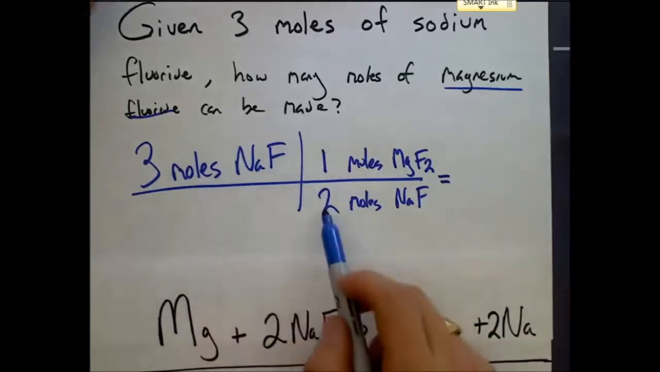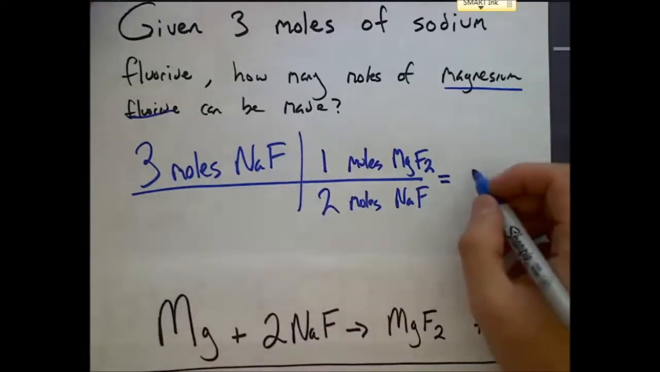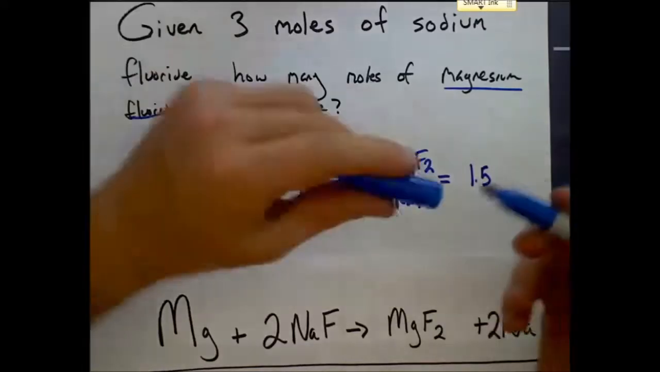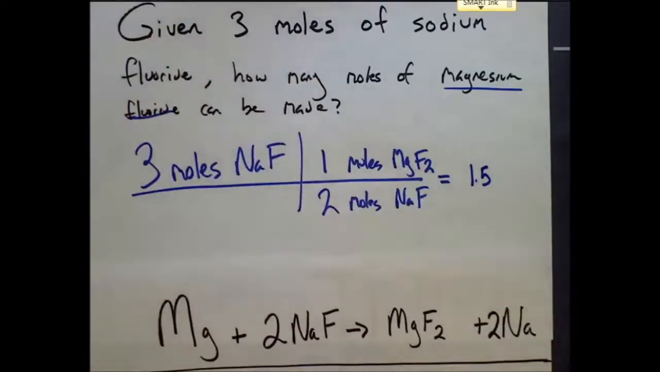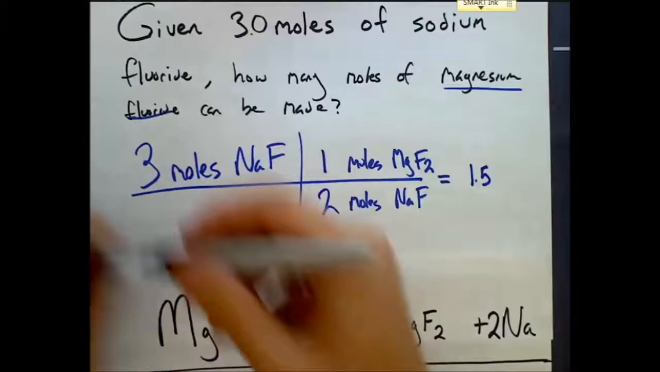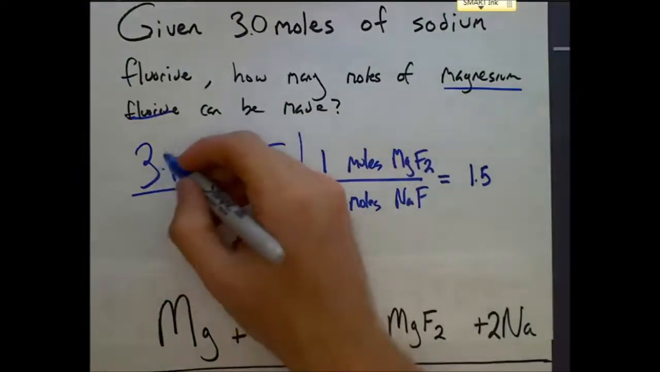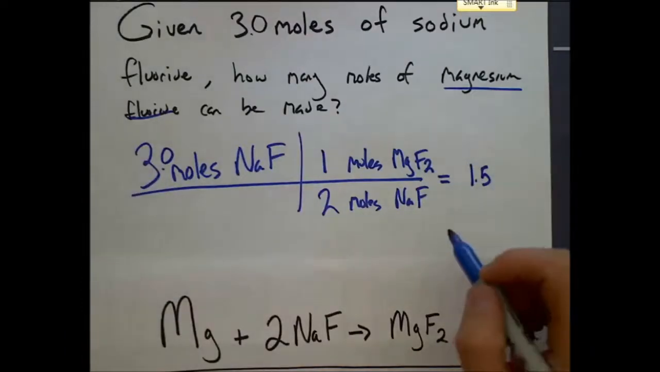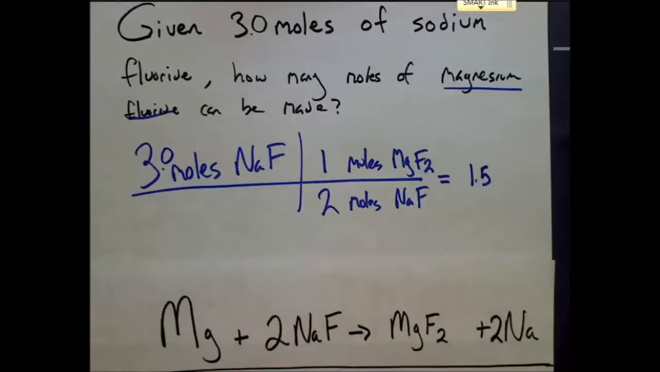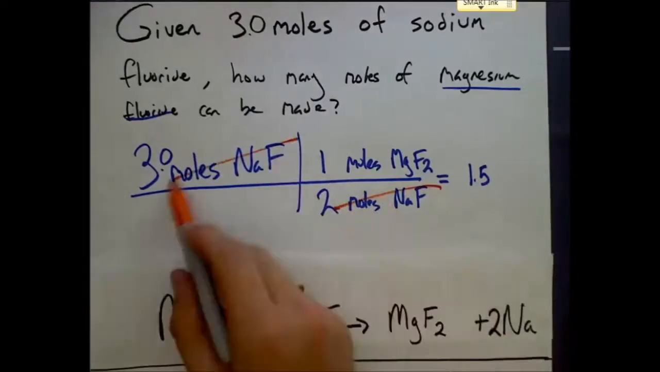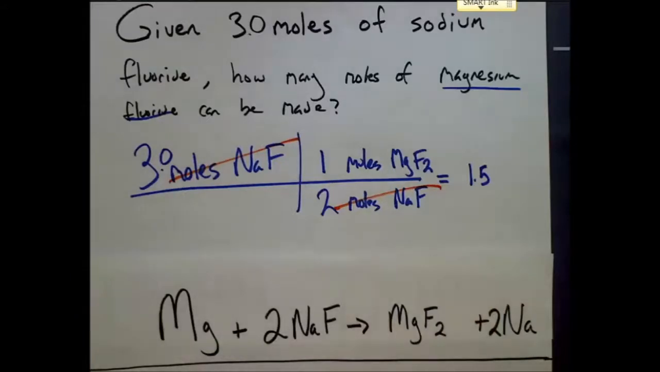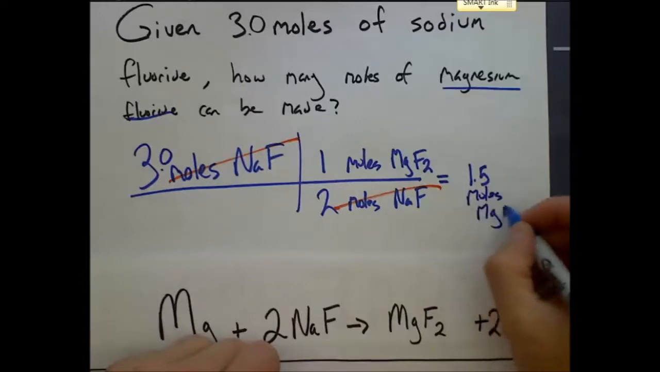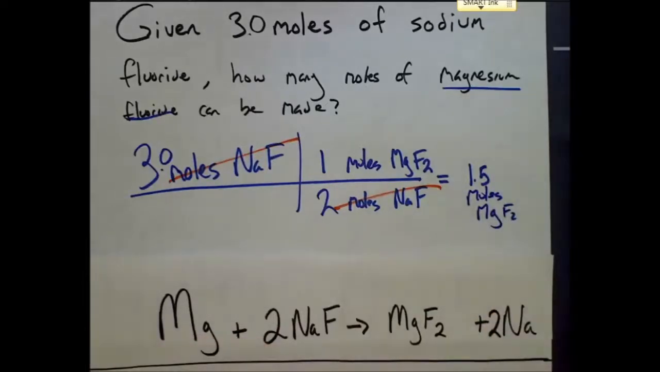3 times 1 divided by 2 gives us 1.5. Now, I will admit that I made a mistake here. This should be 3.0, and this would be 3.0, just to give ourselves enough sig figs here. Now, 1.5 what? Because 1.5 is not an answer. We have moles of sodium fluoride that have gotten canceled out. We are left with 1.5 moles of magnesium fluoride. So that's a simple one-step conversion.